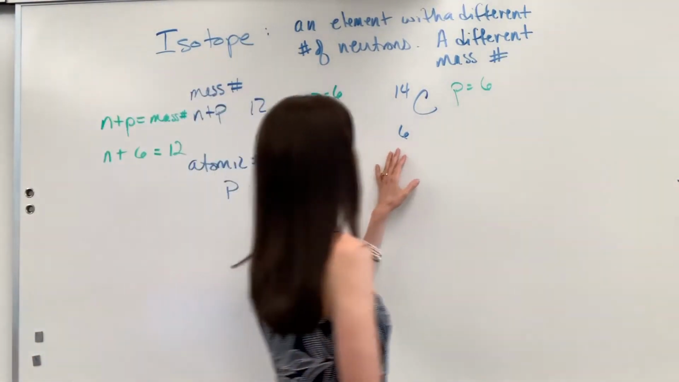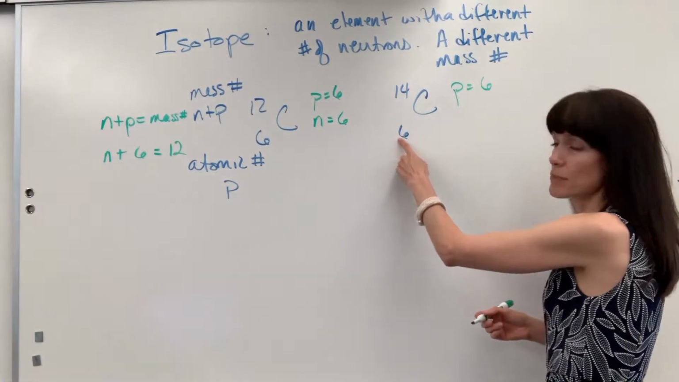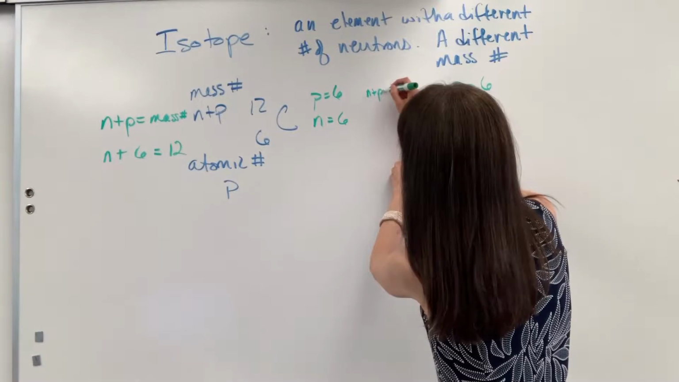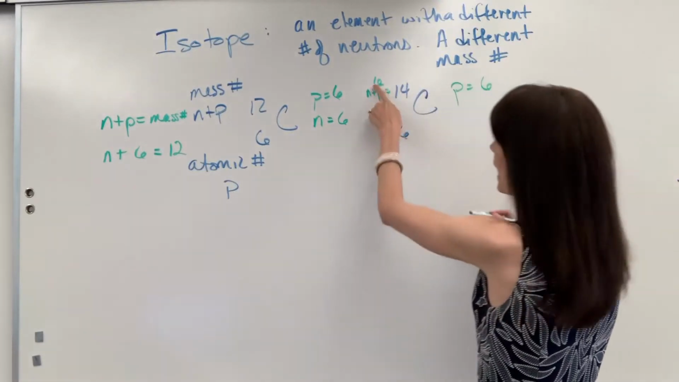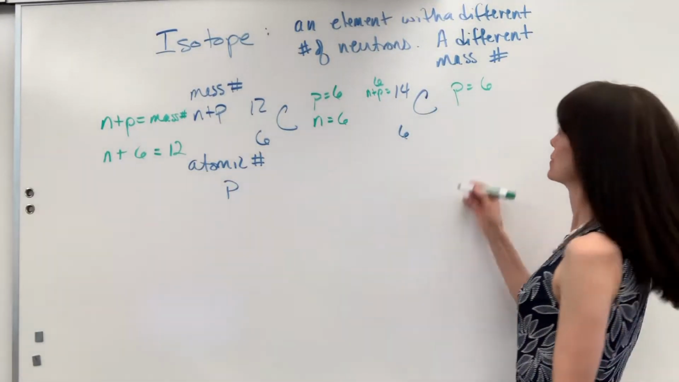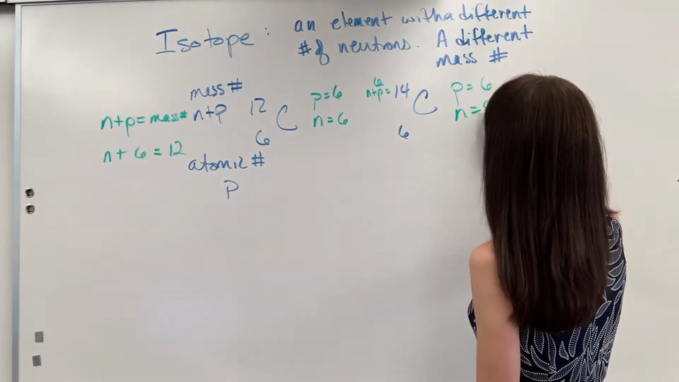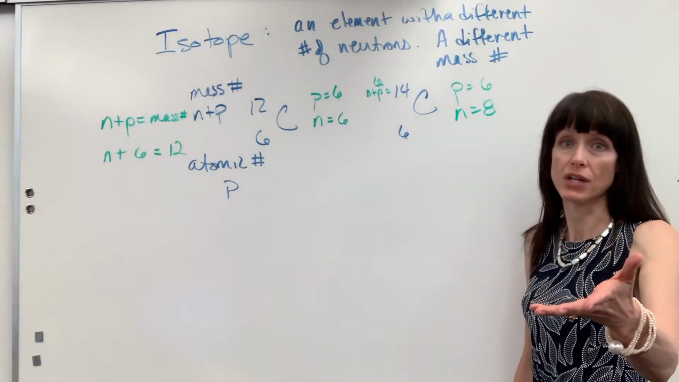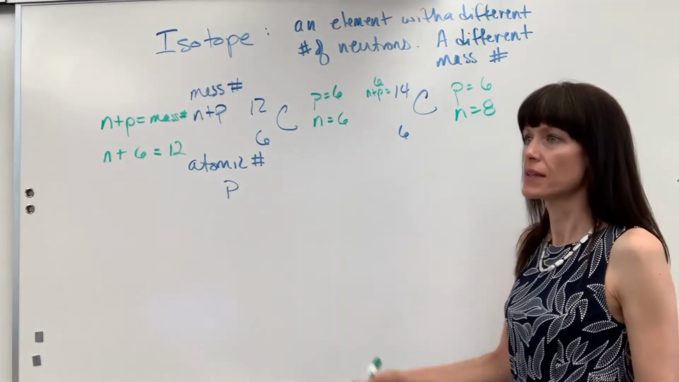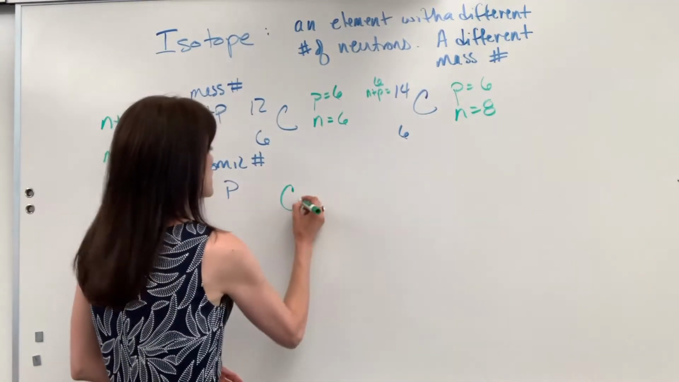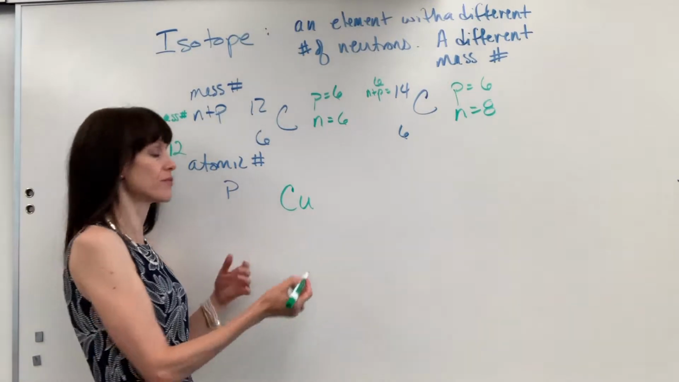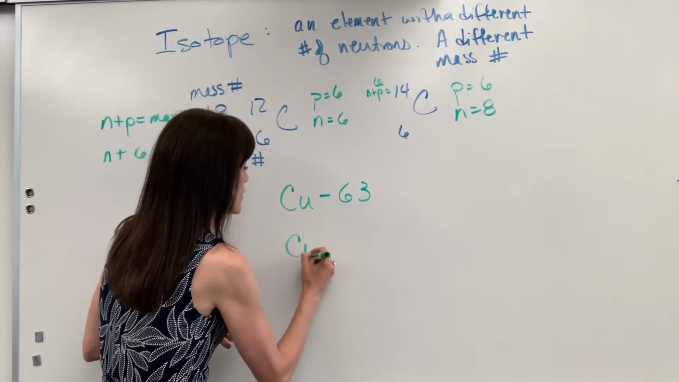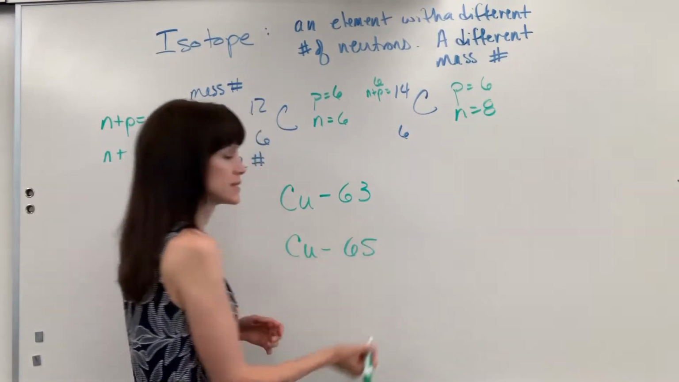So if I do the same thing over here, there's my 6 protons. Neutrons plus protons, which is 6, has to equal 14. So that means I must have 8 neutrons. So here is a challenge for you. Let's say that we have a copper. I'm going to write this a different way for you. Let's say that we have a copper 63 and a copper 65.